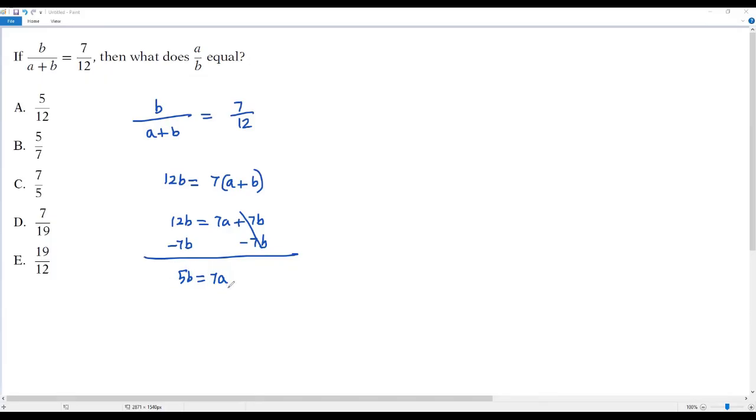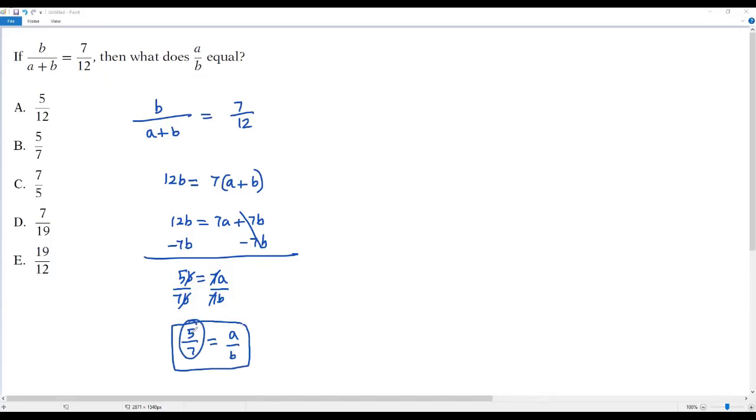Okay, since our aim is to get the value of a over b, now what we can do is divide both sides of the equation by 7b. So that this 7 will cancel out. Here b will cancel out. We get 5 over 7 on the left side. On the right side, we have a over b. Here I got the expression that is equal to a over b.